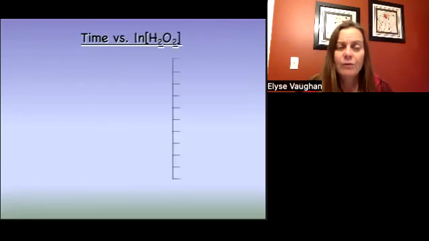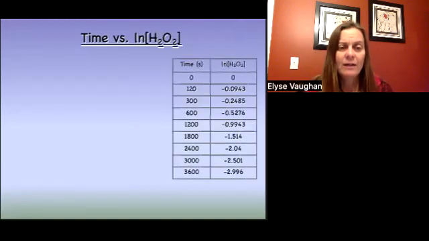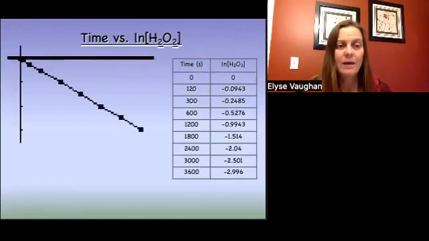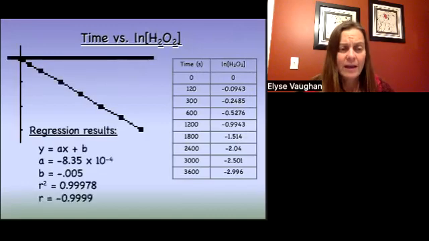Now, if we graph time versus the natural log of concentration, we get a straight line. You can see in our regression results that our R-squared value is 0.99978, so we have a very good match here. We remember that when we graph natural log of concentration versus time, if that gives us a straight line, that's a first order reaction. But let's go ahead and check our third option.